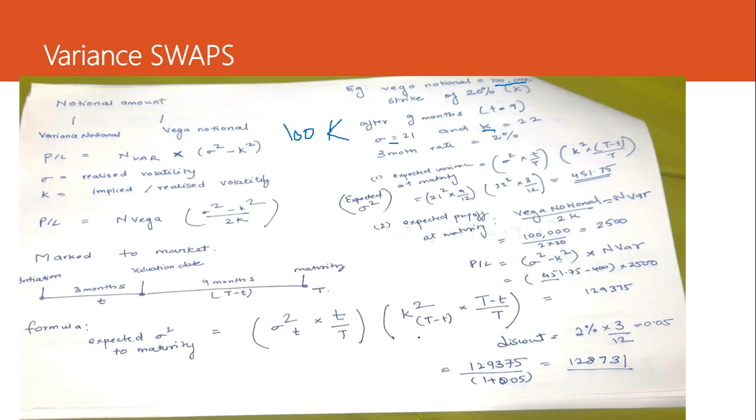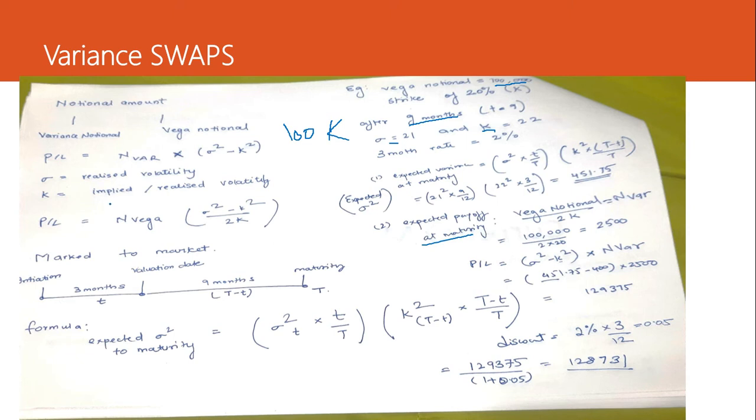So expected variance, we plug in this formula. Simply 21 square into 9 by 12. The 9 months have gone and the remaining is 3, so 3 by 12. So this is 451.75. And what is the expected payoff at maturity?